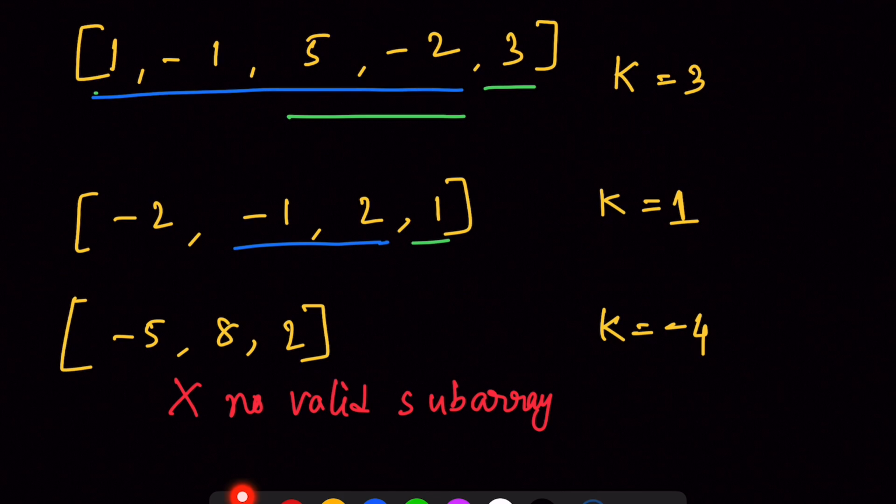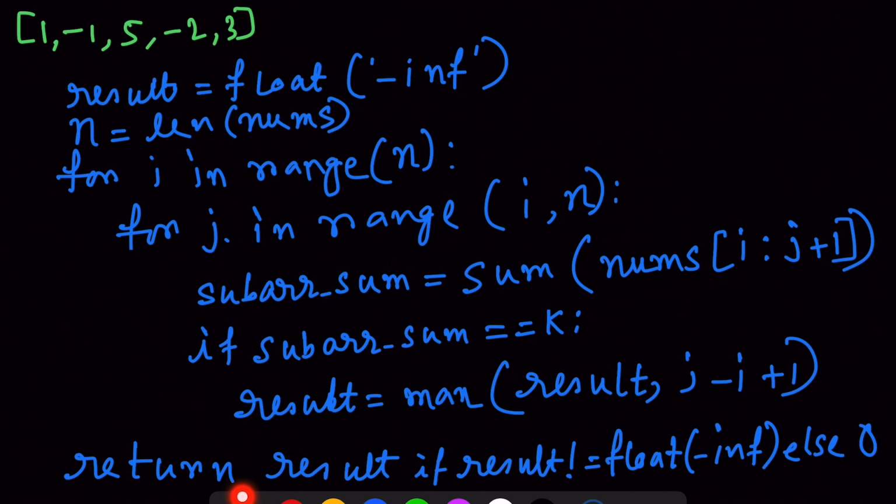Let's first discuss the brute force approach. This is very inefficient, but we need that to form the intuition. For each starting index, we can calculate the subarray sum with length 1, length 2 and so on. Like if we are starting from here, length 1 is this one, length 2 is 0, length 3 is 5 and so on. Similarly if we start from here, length 1 will be minus 1, length 2 will be 4 and so on. Now let's see the algorithm.